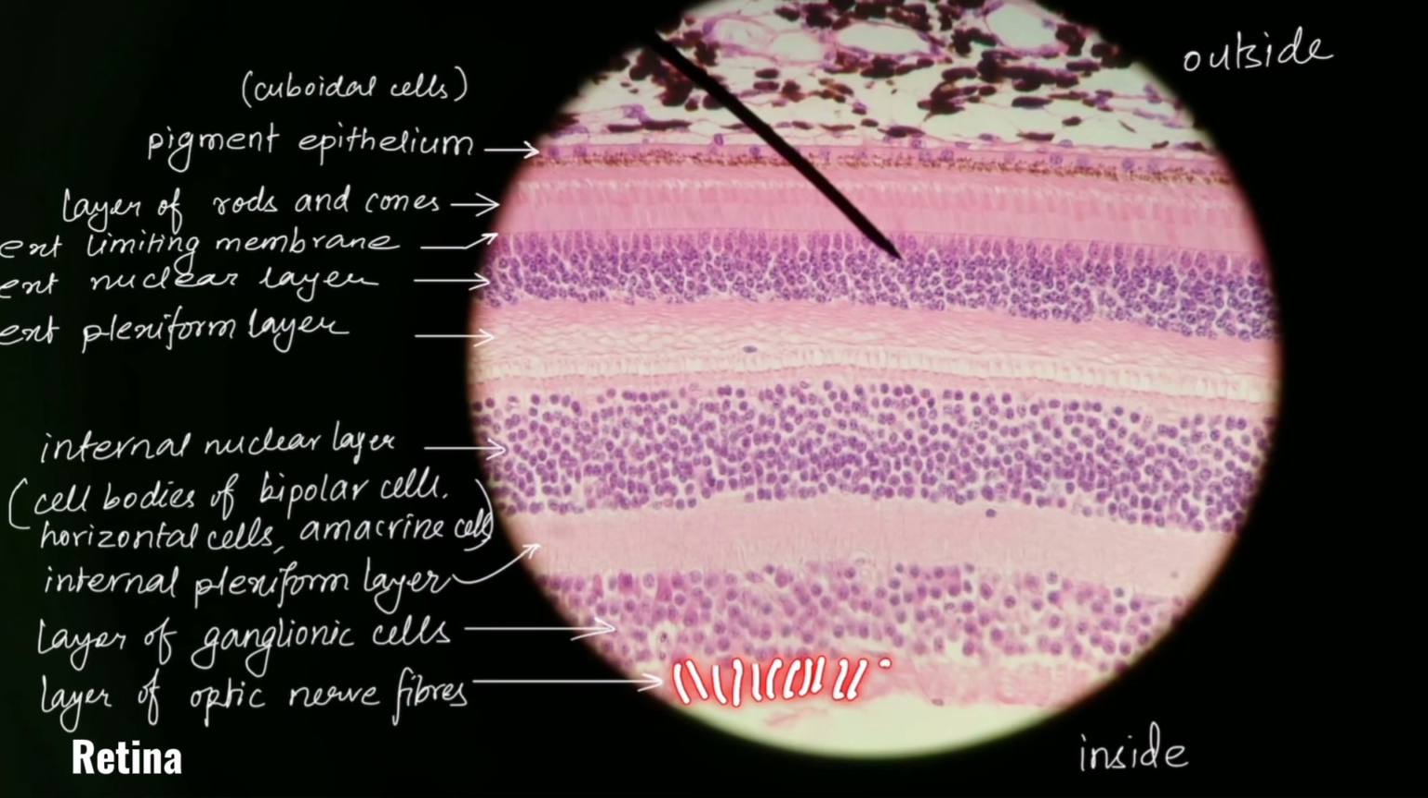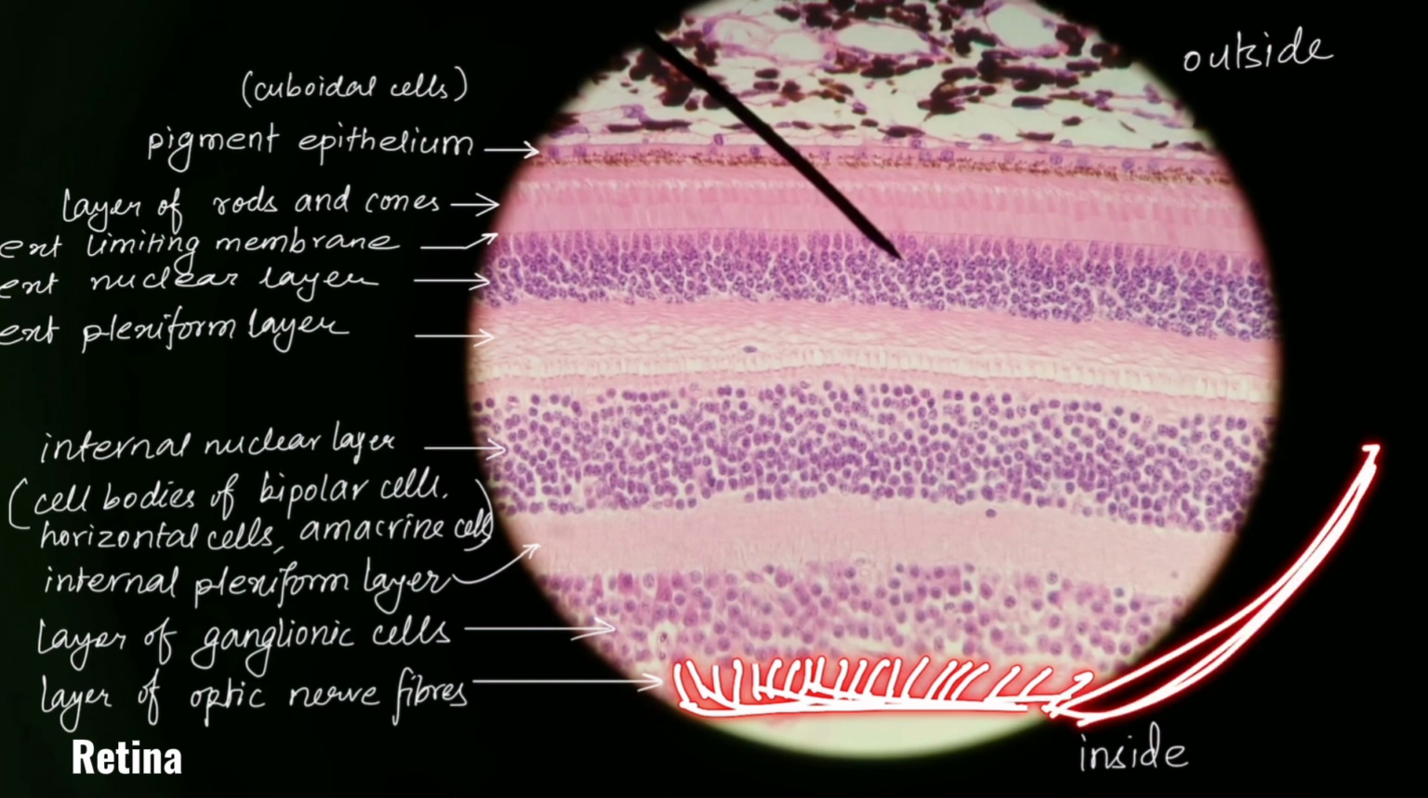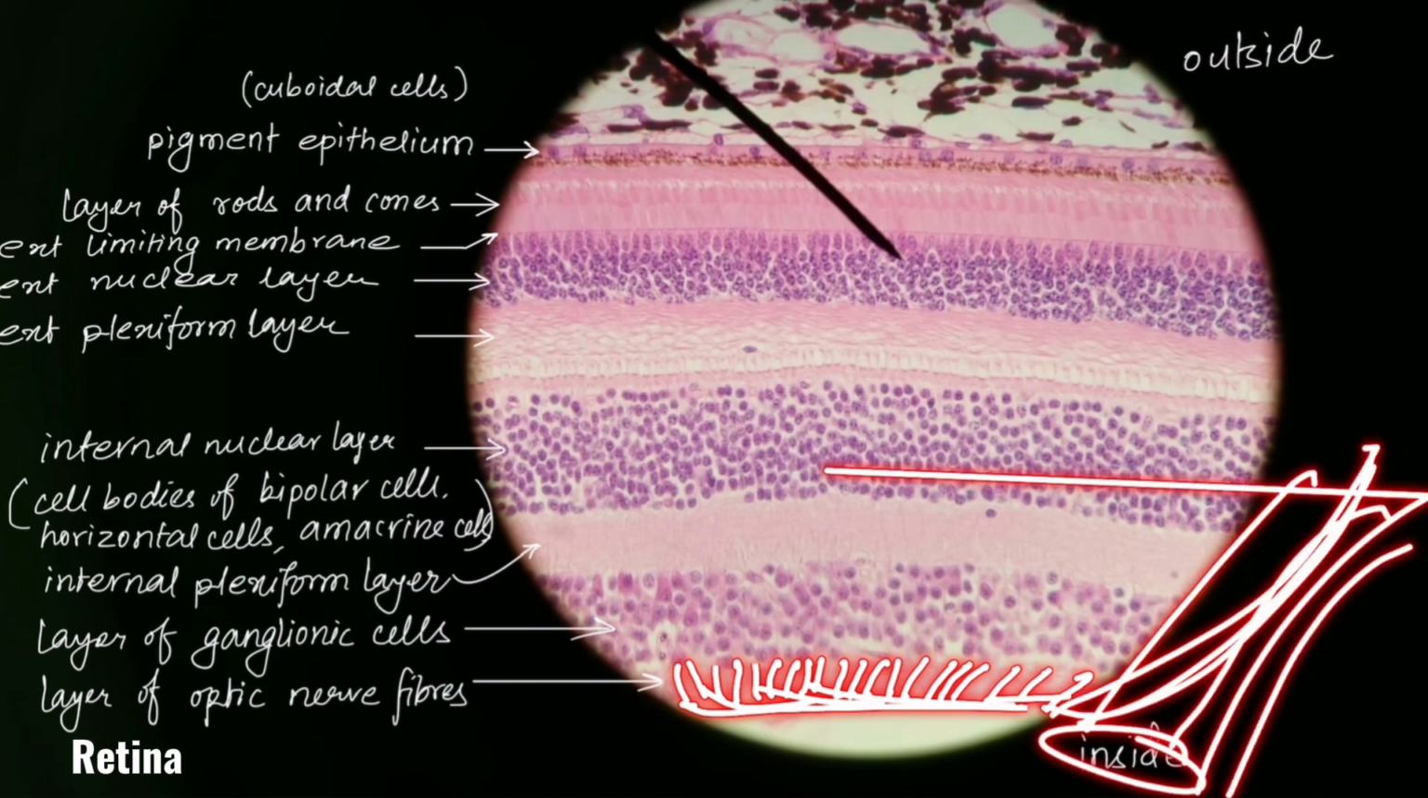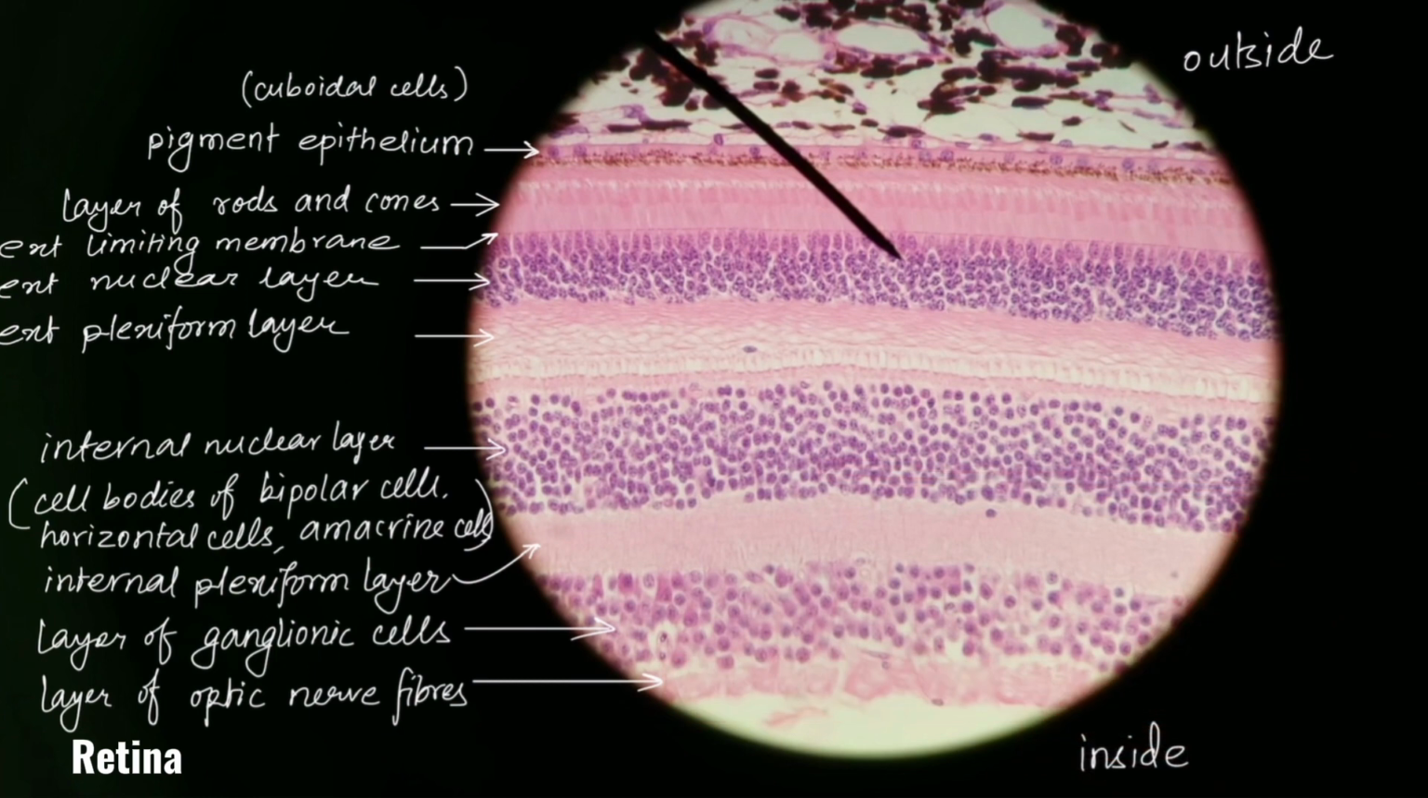These are actually the fibers that end up making the optic nerve. These fibers join and form your optic nerve in front of the blind spot. So that's it for all the histological slides under your neurosensory system.